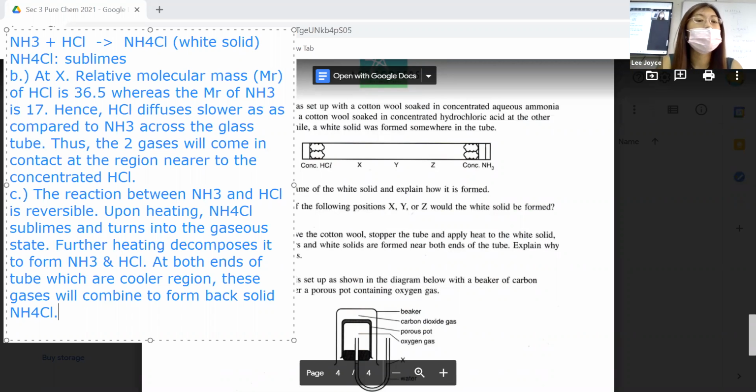Forming back, yes, we have to talk about it because the question says that you start to see white solid form near both ends of the tube. So explain why such a phenomenon happened. You hope to write lesser things, right? Sometimes the questions want you to write more, so you really have to answer the questions. You may find that the answers are very lengthy, but these are all the compulsory points. So you get used to writing a lot of things when you're doing your sciences.